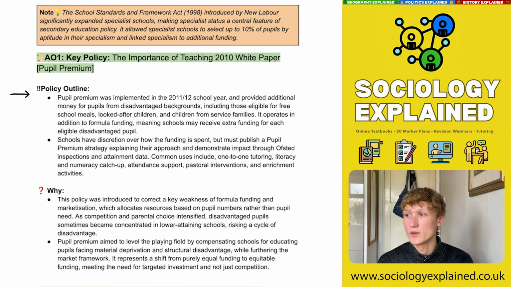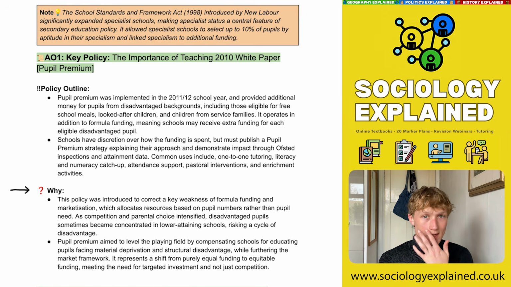So this was a policy where additional money could be gained by schools for students from disadvantaged backgrounds in their schools, particularly those who were in care, or those eligible for free school meals. And this would operate in addition to the funding formula, meaning that schools who had more disadvantaged pupils could get more money. But schools did have ultimately discretion over how this money was spent, which is of course something that people have criticised.